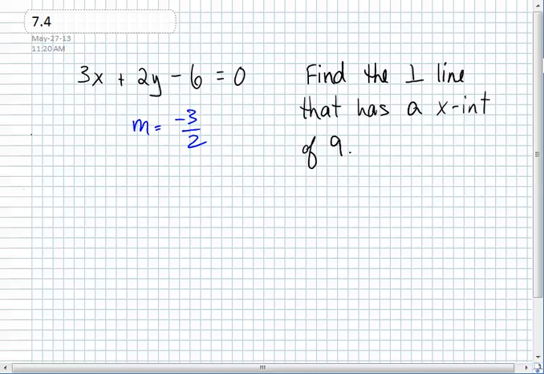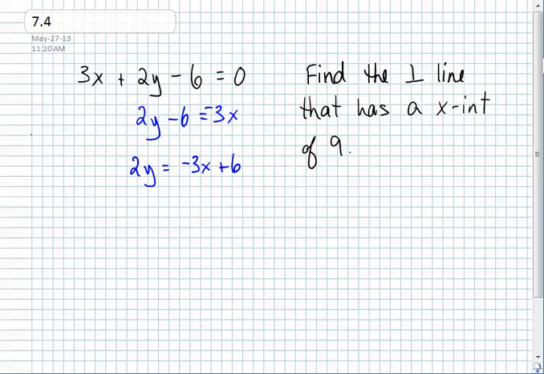Here's how you can do it the longer way, by isolating y and turning this into slope-intercept form. I moved the 3x over to the right. Sorry, that should be a negative over there. Then I'm going to add 6 to both sides, and then divide every term by 2. There's my line in slope-intercept form. There is the slope. That's the original line.